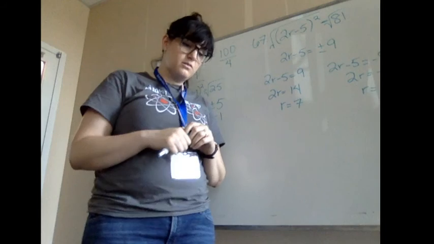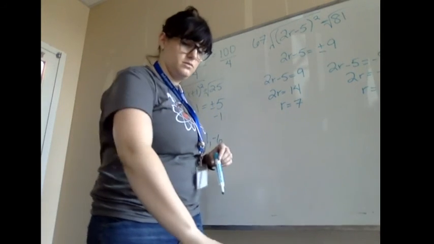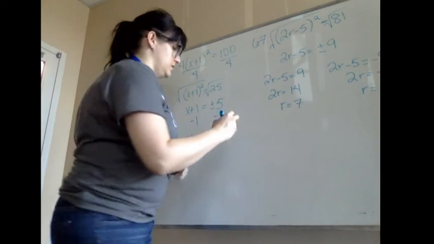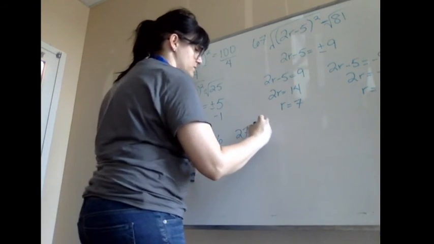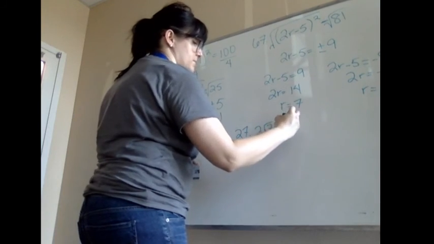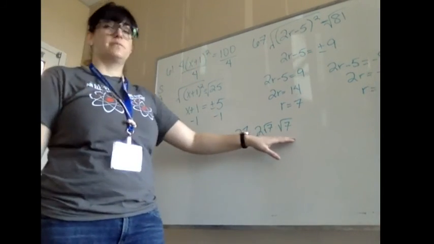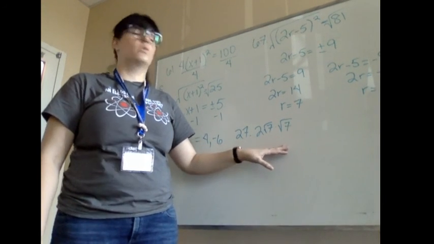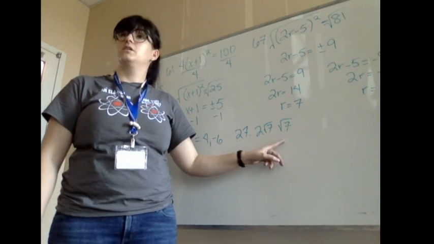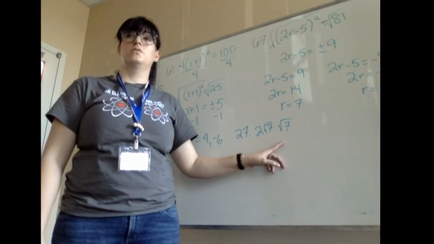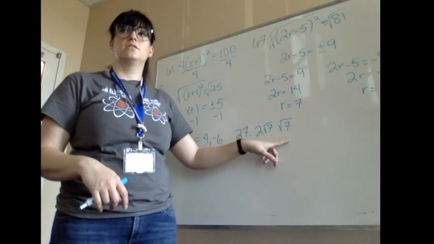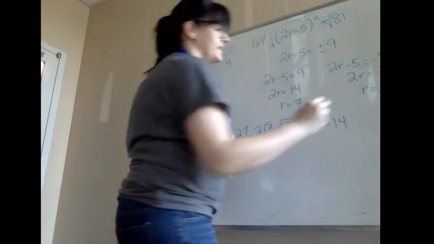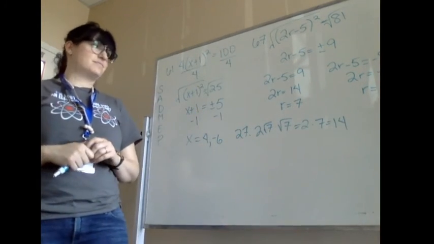Wait, for number 27, how'd you do that? So number 27 says 2 rad 7 times rad 7. What's rad 7 times rad 7? This would be the square root of 49, but what is any square root times itself? Just the 7, right? So then it's 14. That's right, because it'd be the same as squaring it. Yep, and that's it.